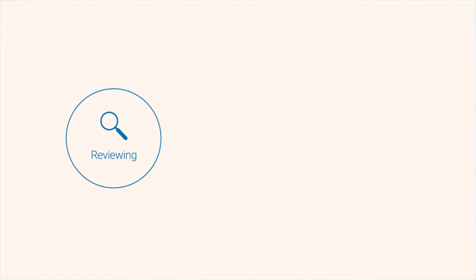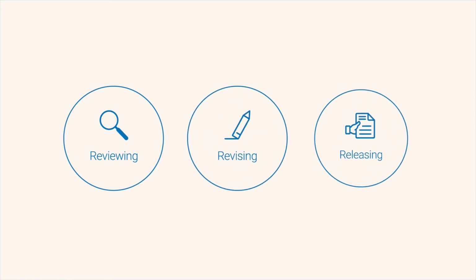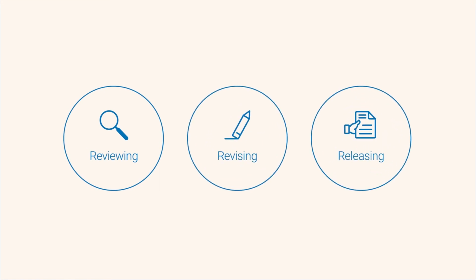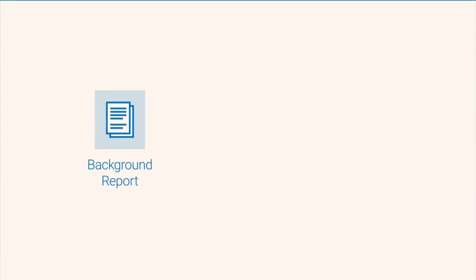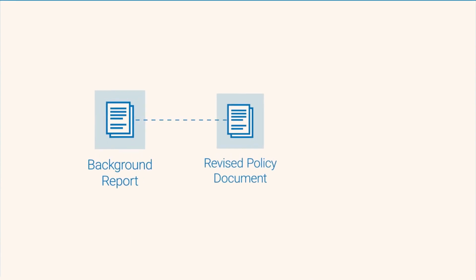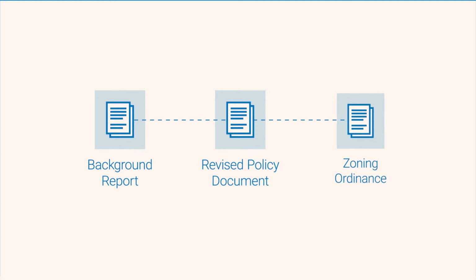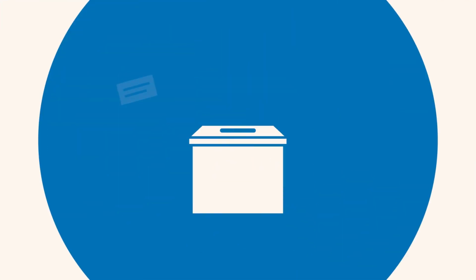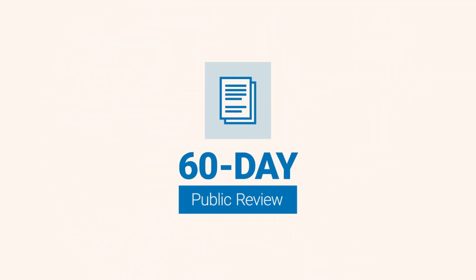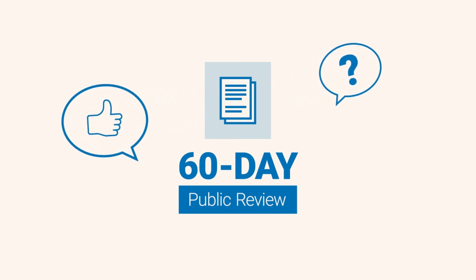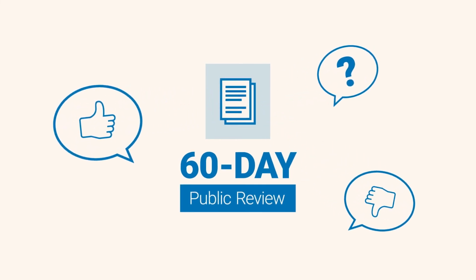Let's break it down. Reviewing, revising, and releasing these policy documents occurs in stages. The first is updating the background report, revised policy document, and zoning ordinance to be released as a draft for public commentary. Once that process wraps up, county staff take relevant feedback into consideration for a second round of revisions. Then, these documents, along with the county's Program Environmental Impact Report, are released for a formal 60-day public review, where the county hosts community meetings for members of the community to ask questions or provide additional comments.